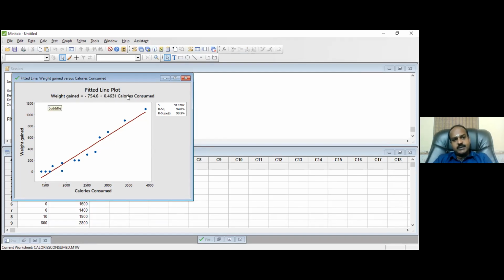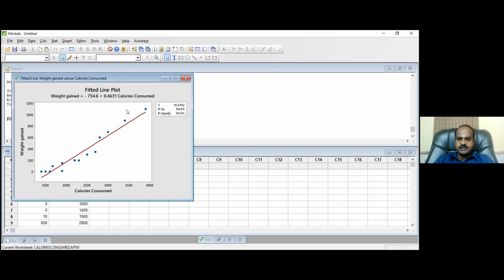Do you see the regression equation here? Weight gain equals minus 754.6 plus 0.4631 into calories consumed. Do you know how this equation has been derived? This is called the regression equation. Here the constant, minus 754.6, is called the constant term. And 0.4631 is called the regression coefficient.